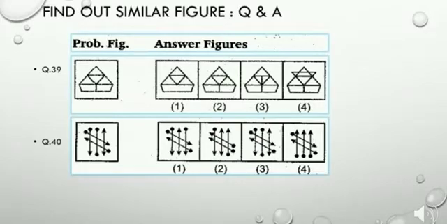Let's go to question number 39. There is a problem figure given and there are 4 answer figures given. In such questions, you can take any one of the portions and start comparing that with the given answers. Let's see this portion.